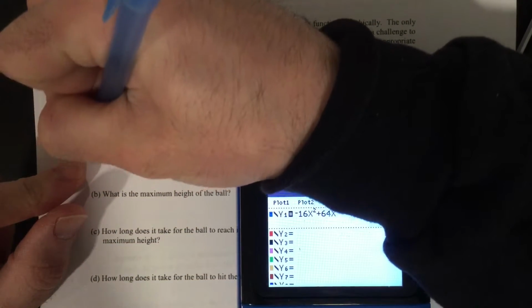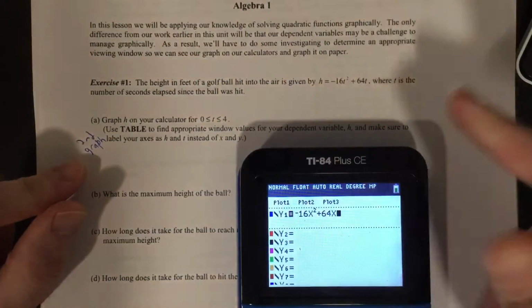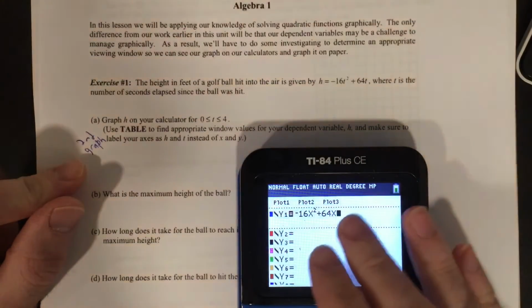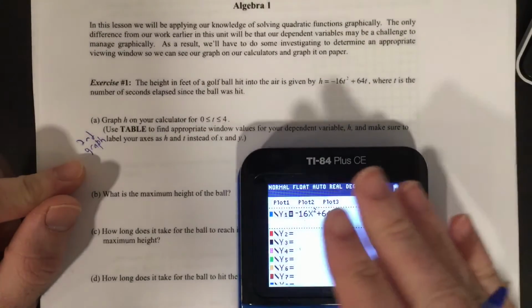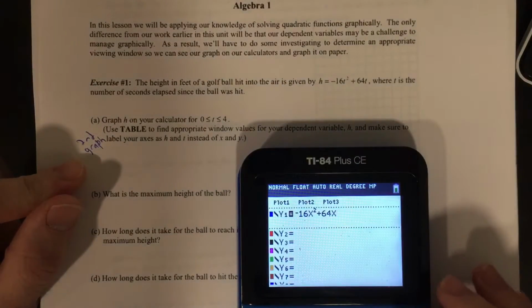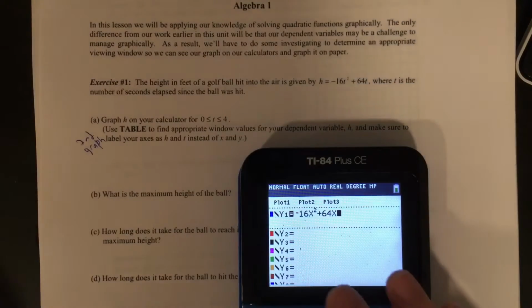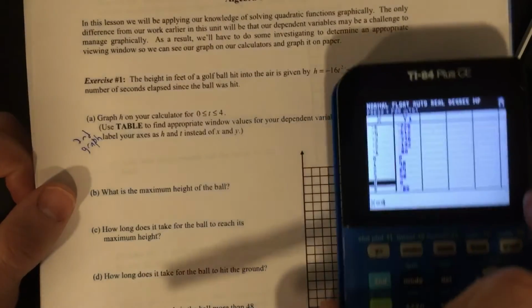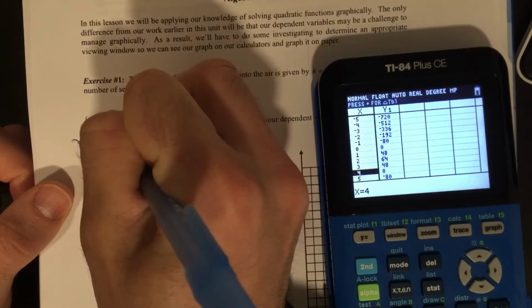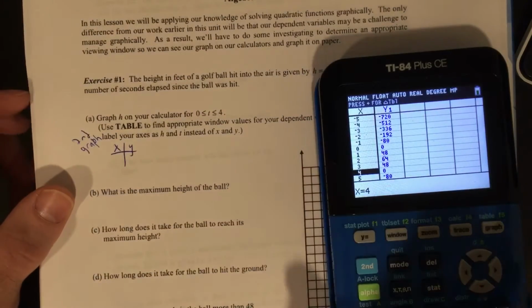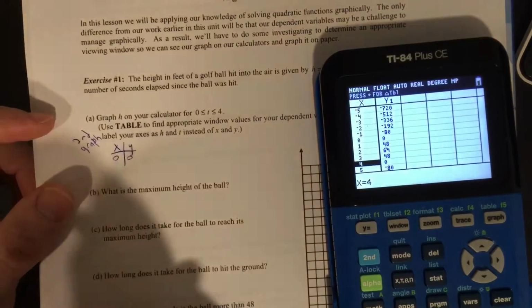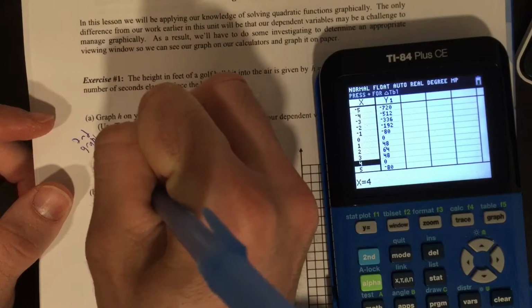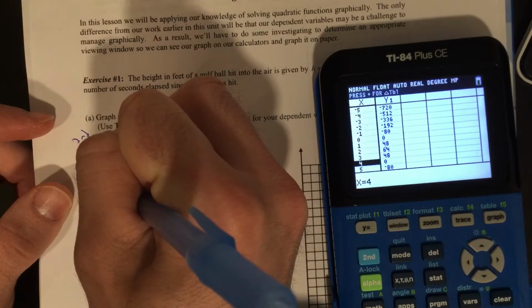It says use table. Remember, second graph gives us the table, because if I just press graph on the calculator without changing the window, it may not show up on my screen. The computerized ones are a little easier because you can move the graph around. So second graph, and I want 0 to 4. I am going to create a little table here. So x and y, which is really t and h: 0, 0; 1, 48; 2, 64; 3, 48; and 4, 0.